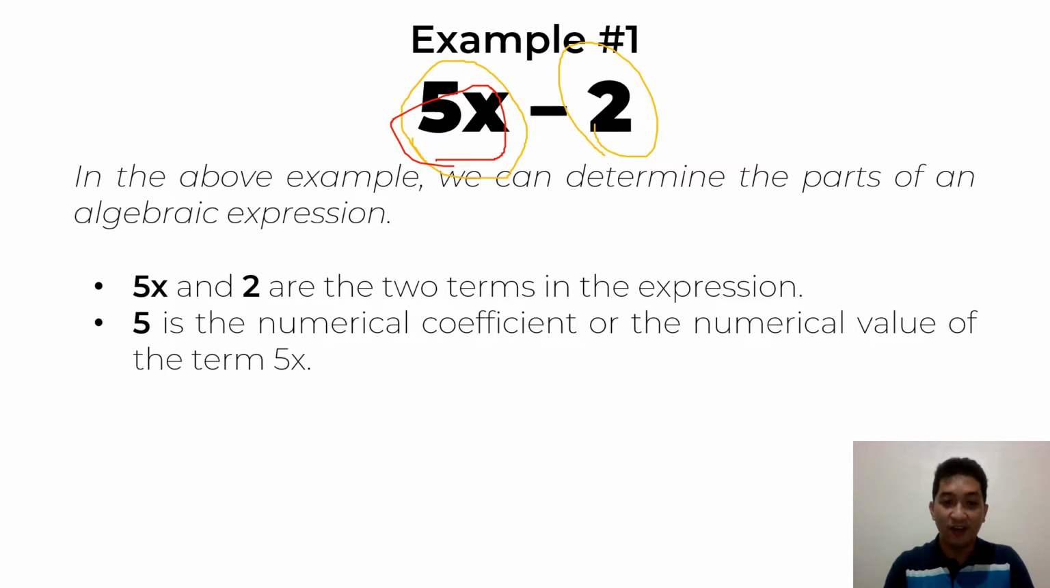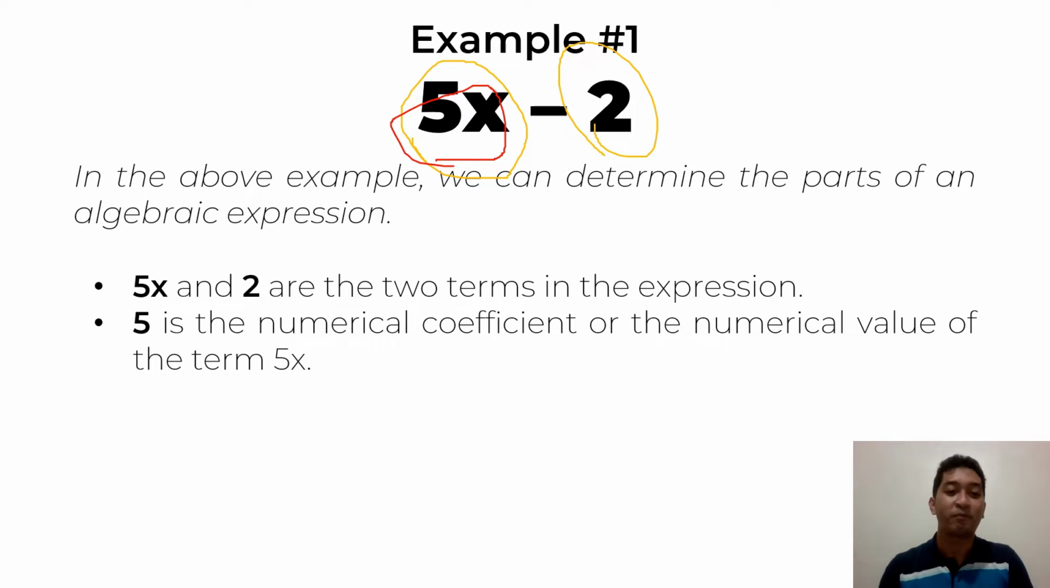Now, let's take a look at 5x. The numerical coefficient is simply the number of the term. So the number of the term is 5. Of course, we know that the number is 5 and x is a letter. So the numerical coefficient is 5. From the word itself, numerical coefficient of a term, meaning we are looking for the number.